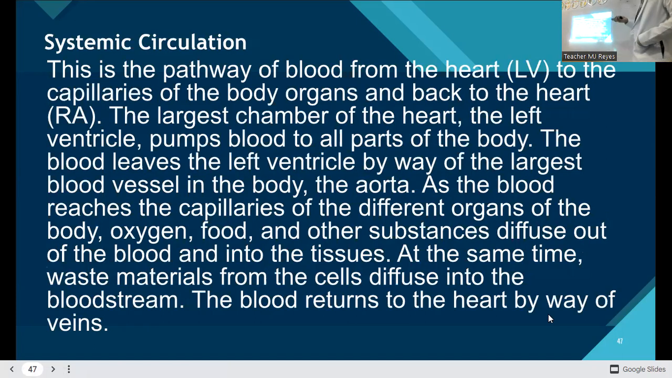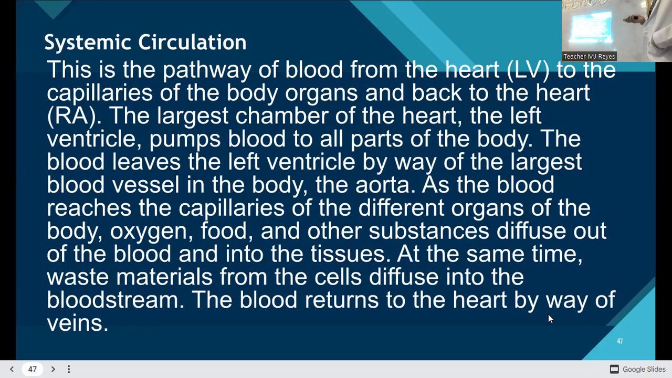The largest chamber of the heart, the left ventricle. Why is this considered the largest chamber of the heart? Simply because it pumps blood to all parts of the body. It should be as strong as possible to pump blood into all parts of the body, otherwise it will not reach your organs. The blood cannot reach your organs if it doesn't have enough force to pump it into all parts of your body.